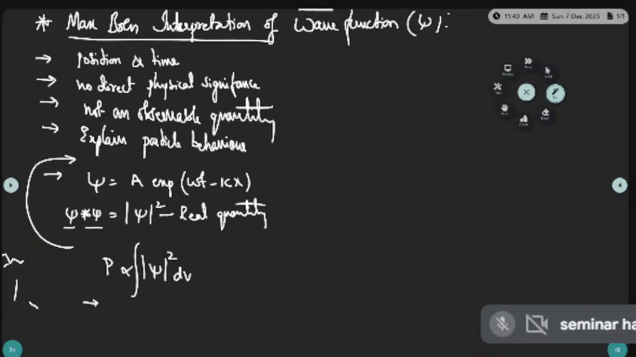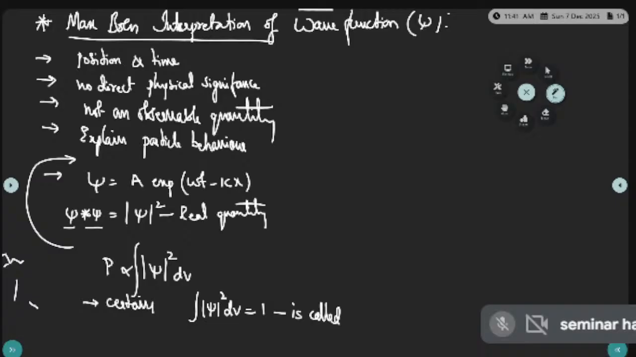If the particle is certain to be in the space, then the integral of mod of psi square dV is equal to 1. This is called the normalization condition.